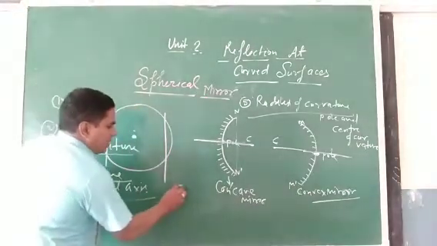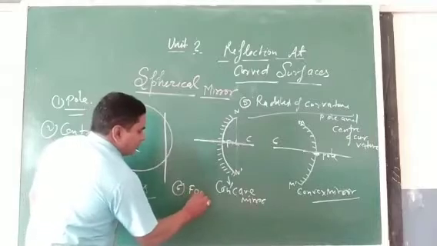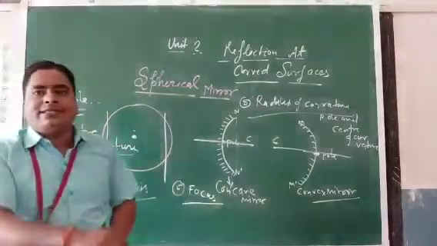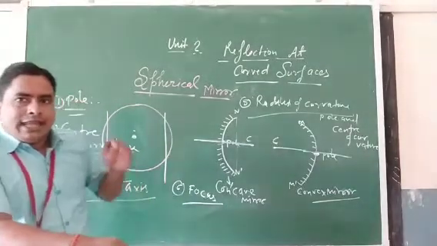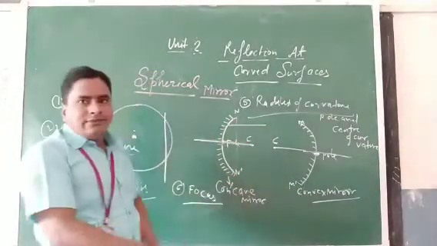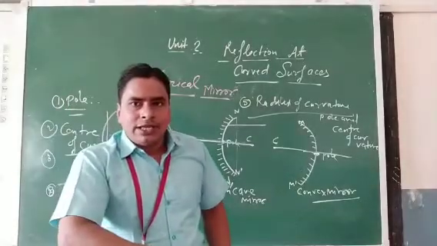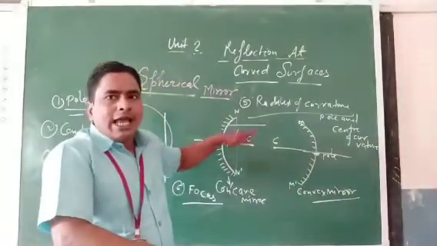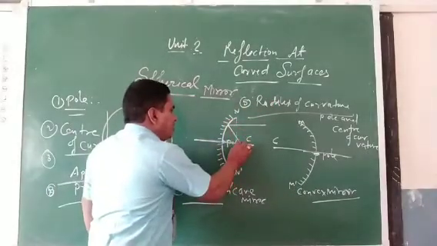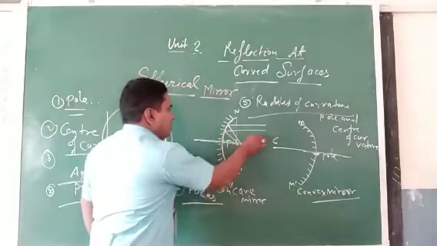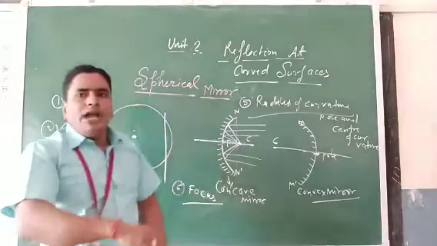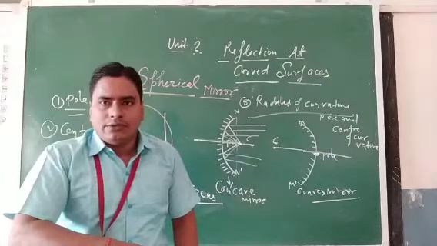Now, the last point is what? Focus or principal focus. What is this? When a light ray coming from a source parallel to the principal axis, after reflection, goes through or meets a single point on the principal axis, that point is called the principal focus or the focus.